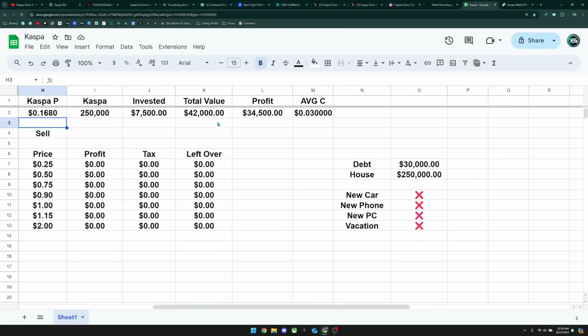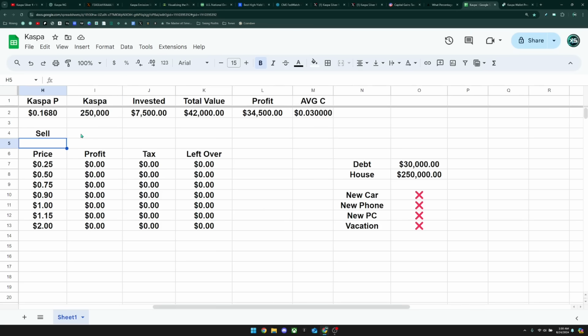The profit is $34,500. So how much would I need to sell to be able to kill this $30,000 in debt? Well, I want to still have left over 100,000 Kaspa. And of course, for every single other person, it's going to be different. Everyone's going to have a certain amount of Kaspa that they want to make sure they keep for the longer term if they really believe in Kaspa as a long-term play. For me, I want to make sure I keep 100K Kaspa. This is all just for an example here.